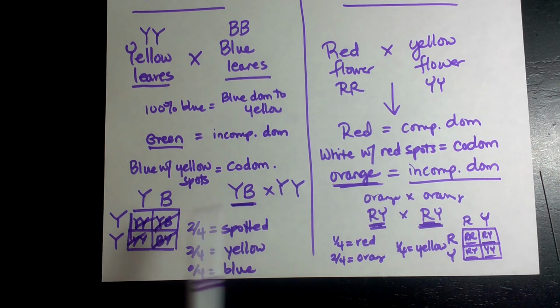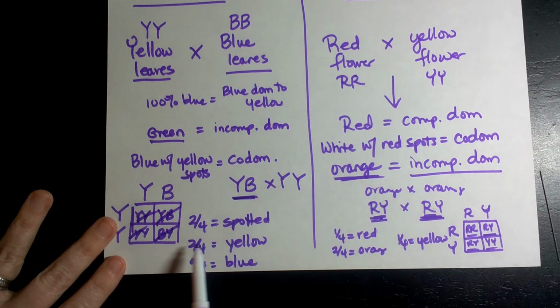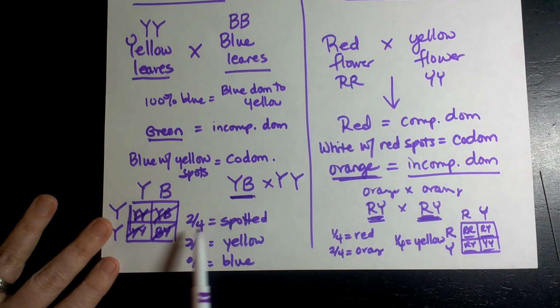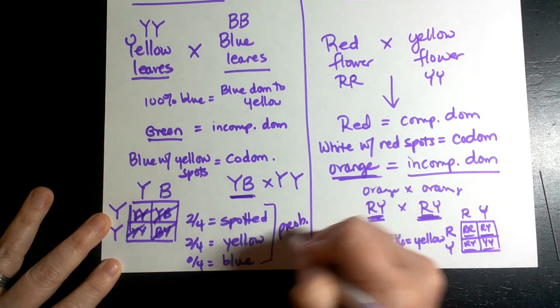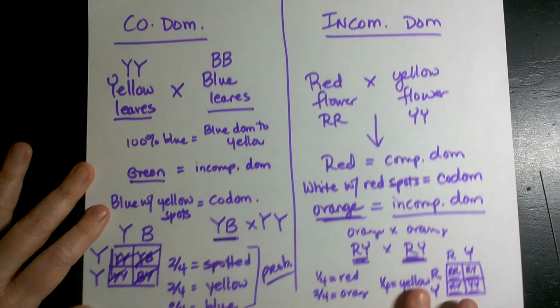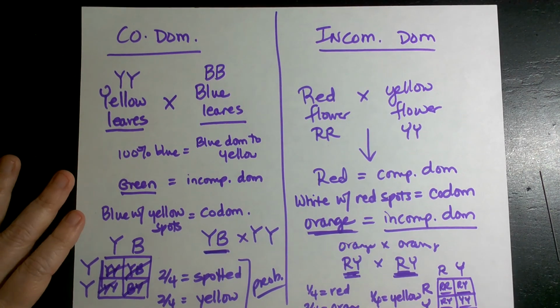So if you cross these two plants and you grew 1,000 plants, around 500 should be spotted, around 500 should be yellow, and about 0 should be blue. So these are the probabilities of the offspring of mixing certain alleles.